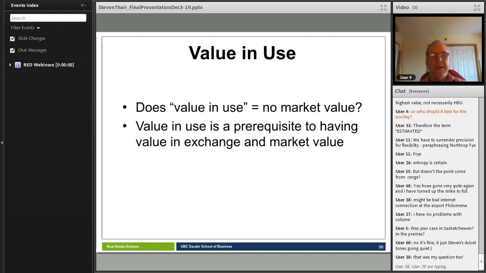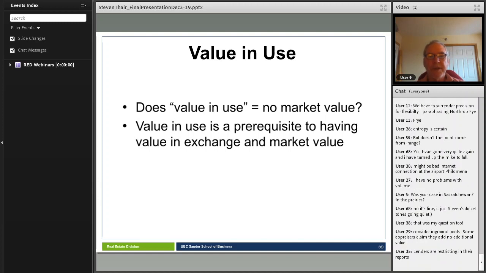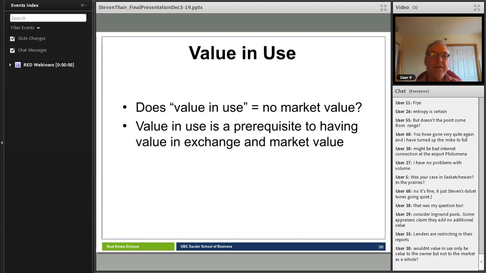Value in use, everything that has a market value, or what economists call a value in exchange, has a value in use. That is, if a widget has no use, if nobody can find a use for a widget, then it has no value in use, right? And it has no value in exchange, and it has no market value. Every single time something has market value, it's because some people have found a value in use. Does that make sense?